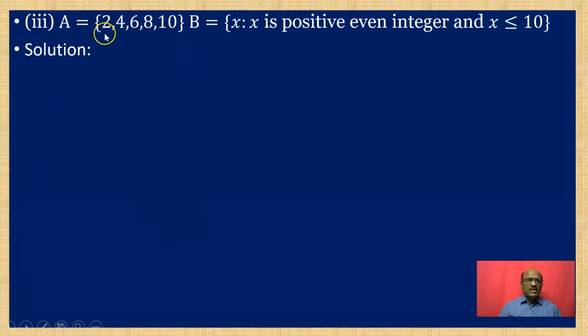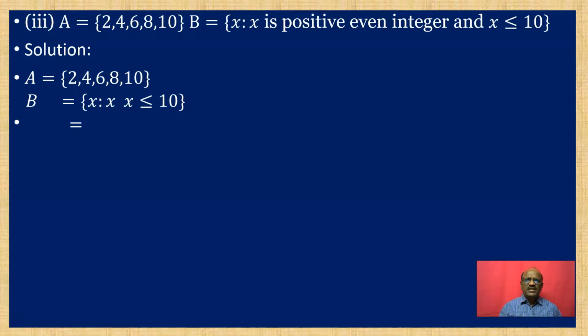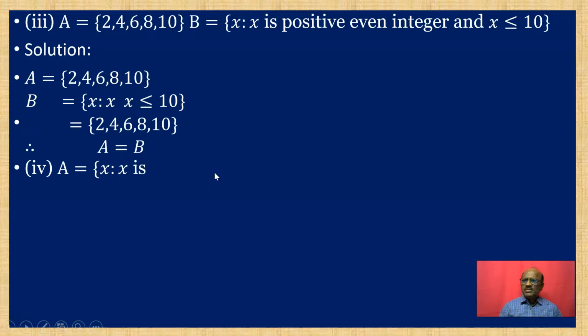A has the elements 2, 4, 6, 8, 10 and B is the set of X such that X is a positive even integer and X is less than or equal to 10. Okay. Now, A has the elements 2, 4, 6, 8, 10 and B is X such that X is less than or equal to 10, that is 2, 4, 6, 8, 10. Therefore, A is equal to B.